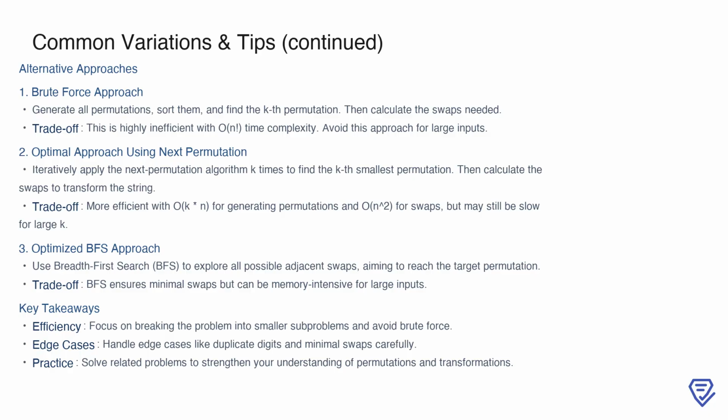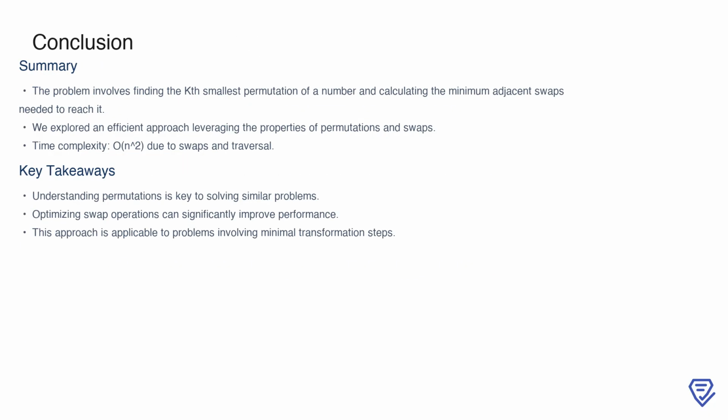The key takeaways here are to prioritize efficiency by breaking the problem into smaller subproblems, carefully handle edge cases like duplicates, and practice related problems to strengthen your understanding of permutations and transformations. Great job following along. To summarize, we broke down the problem step by step, identified the key concepts, and implemented an efficient solution. Remember, mastering problems like this can sharpen your problem-solving skills and boost your confidence.